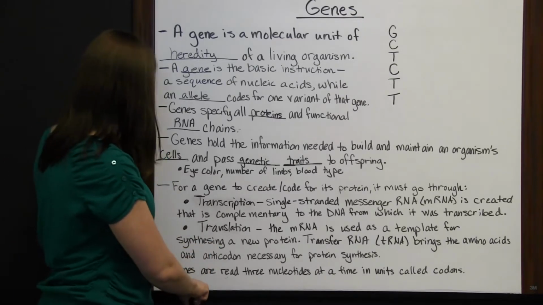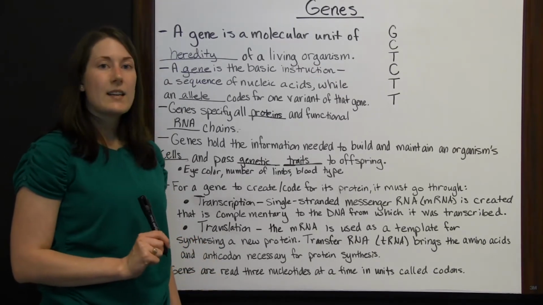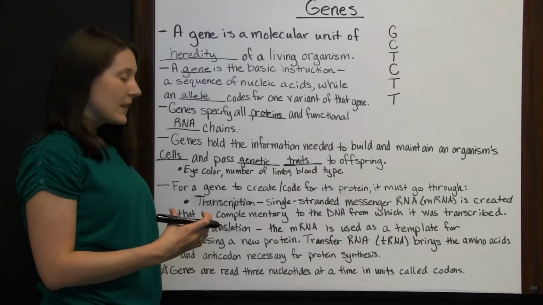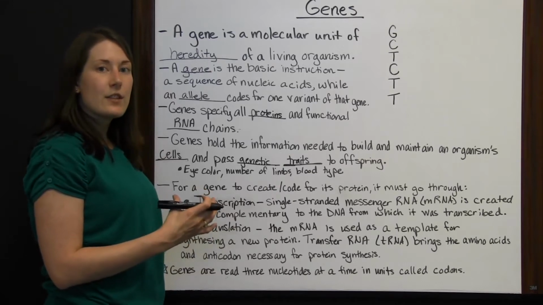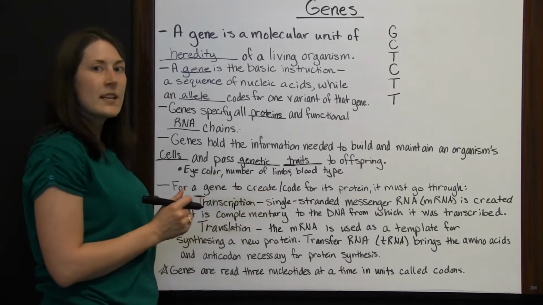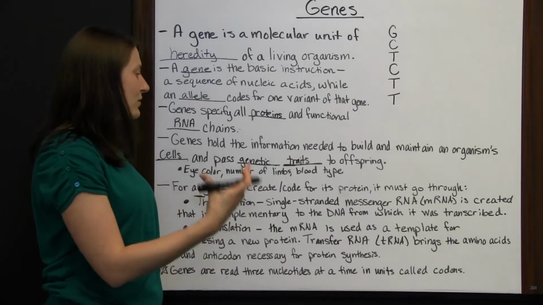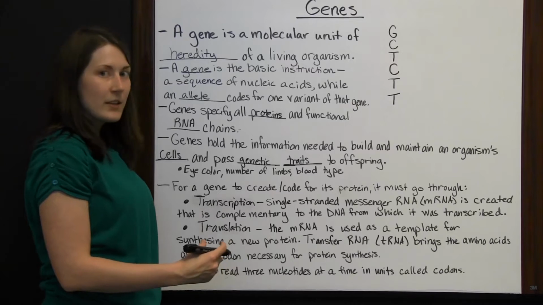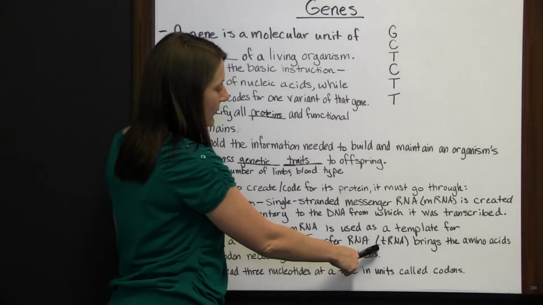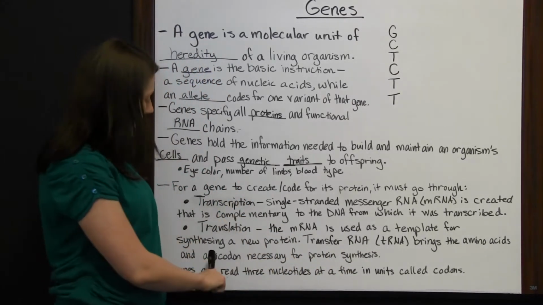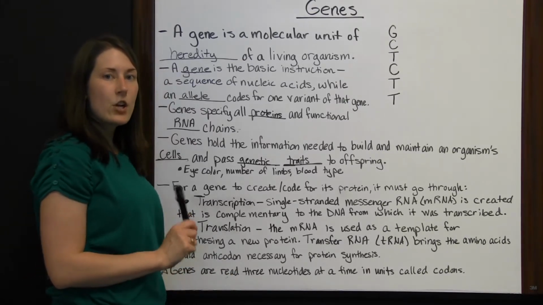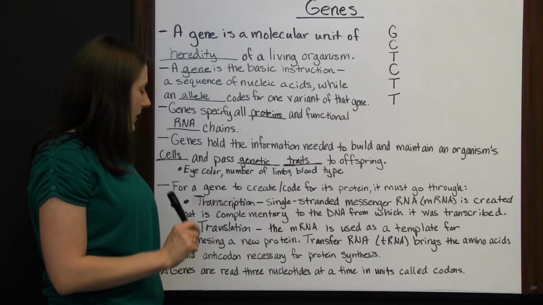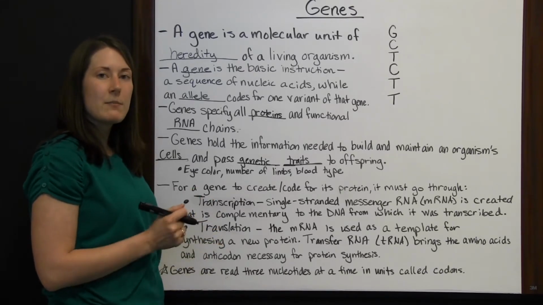And something to remember is that genes are read 3 nucleotides at a time in units called codons. So you look at the 3 nucleotides that are coding for this one protein, and they're going to be transcribed onto messenger RNA, which is going to travel elsewhere in the cell, and transfer RNA is going to bring the amino acids and the anticodon that match up with that set of 3, with that codon, and let the protein be created.